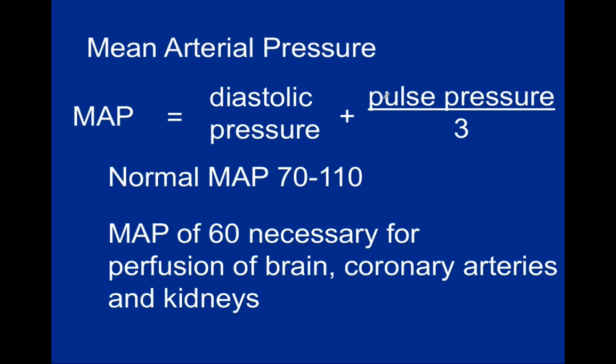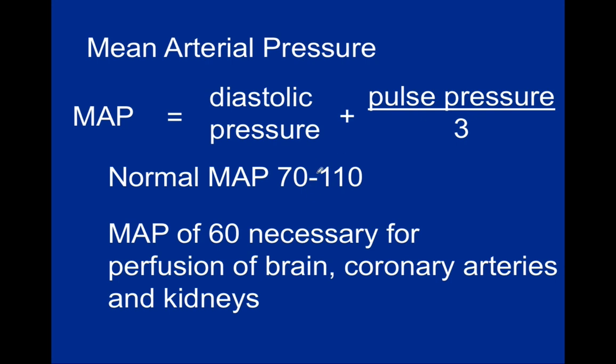Now once we've calculated the pulse pressure, we're going to divide it by 3, and then we're going to add that to whatever the diastolic pressure is, and that will give us our mean arterial pressure. So if we have a blood pressure that is 120 over 80, the pulse pressure is 40. Dividing 40 by 3 is roughly 13.3, and we take 13.3 and add that to the diastolic pressure, which is 80. So 80 plus 13.3 is 93.3, and that is right in the middle of our normal range for our mean arterial pressure.